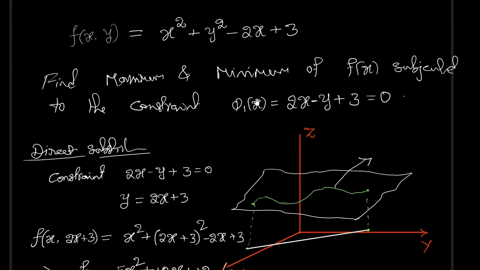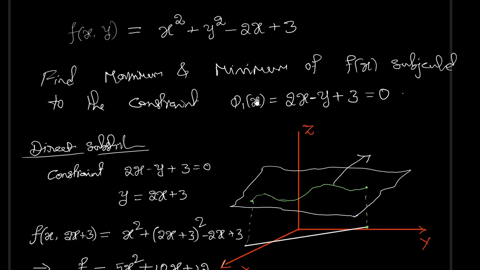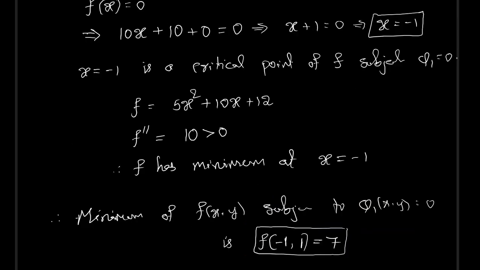Now this is by using direct substitution, where you can find y in terms of x or x in terms of y, substitute in the function, and then find the maxima or minima of the function directly. Okay, so let us solve the same problem with the help of Lagrange multipliers.